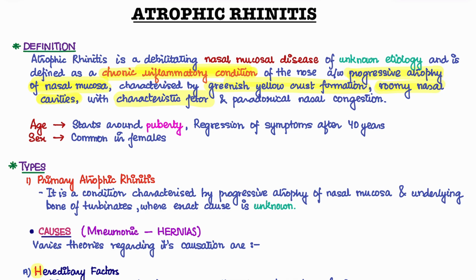Now, coming to age, atrophic rhinitis usually starts around puberty and it is seen to regress sometime after 40 years of age, sometime around middle age. It is more common in females than in males.